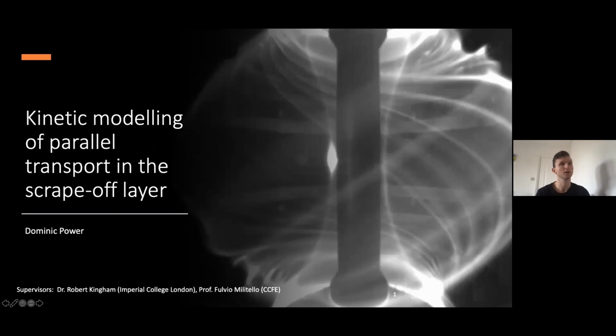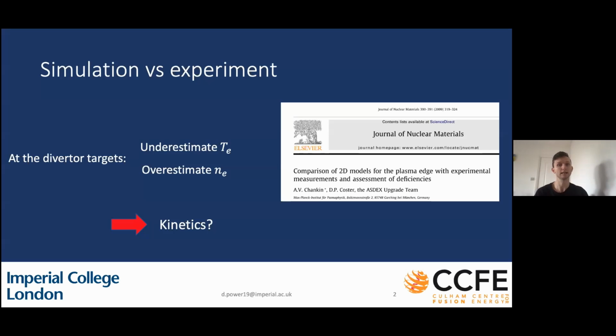So I'm going to be talking about parallel transport in the scrape-off layer today. By parallel transport, I mean transport along the magnetic field lines in the scrape-off layer. So we want to understand things like heat flux to the wall, that kind of thing.